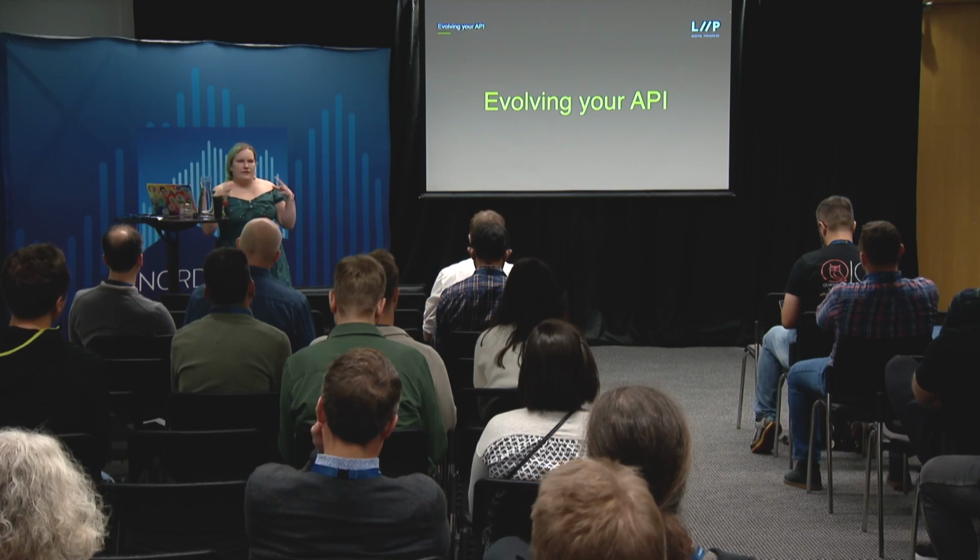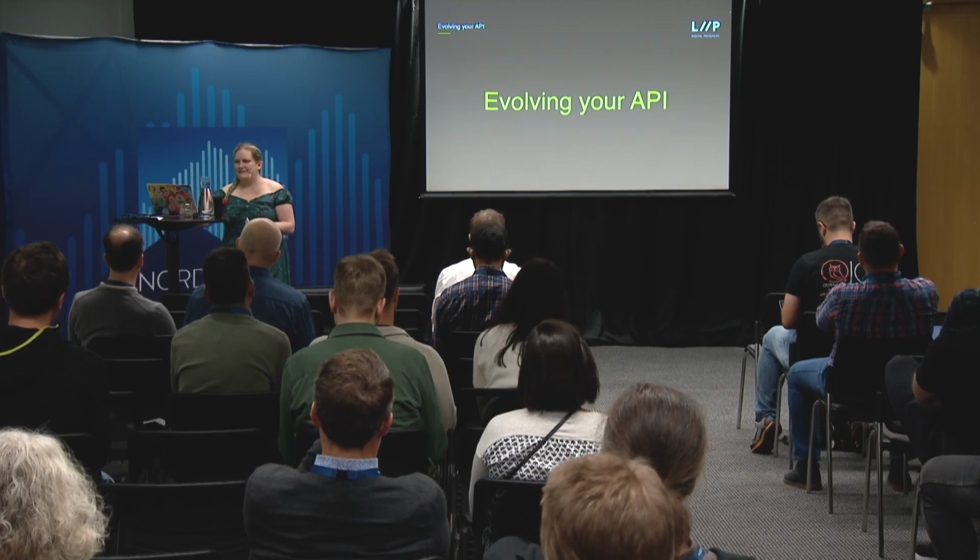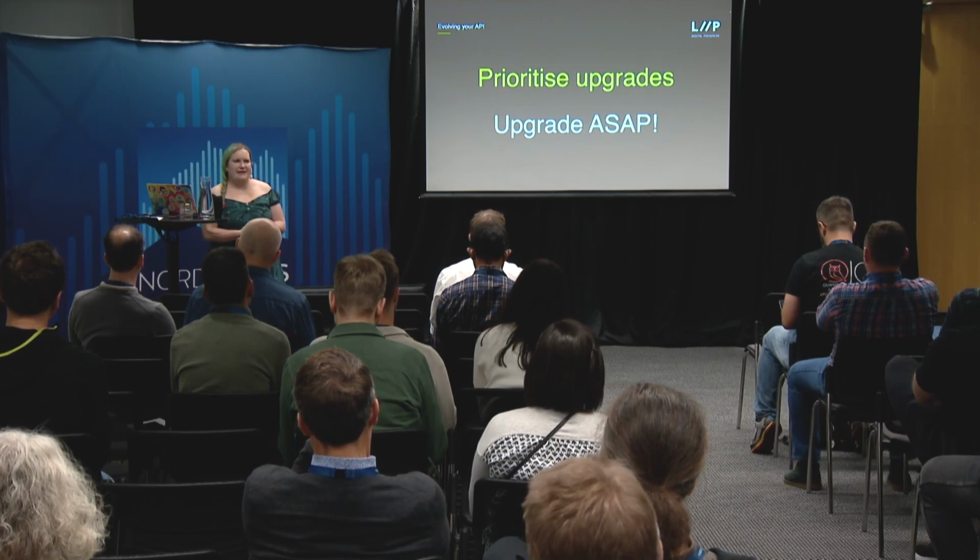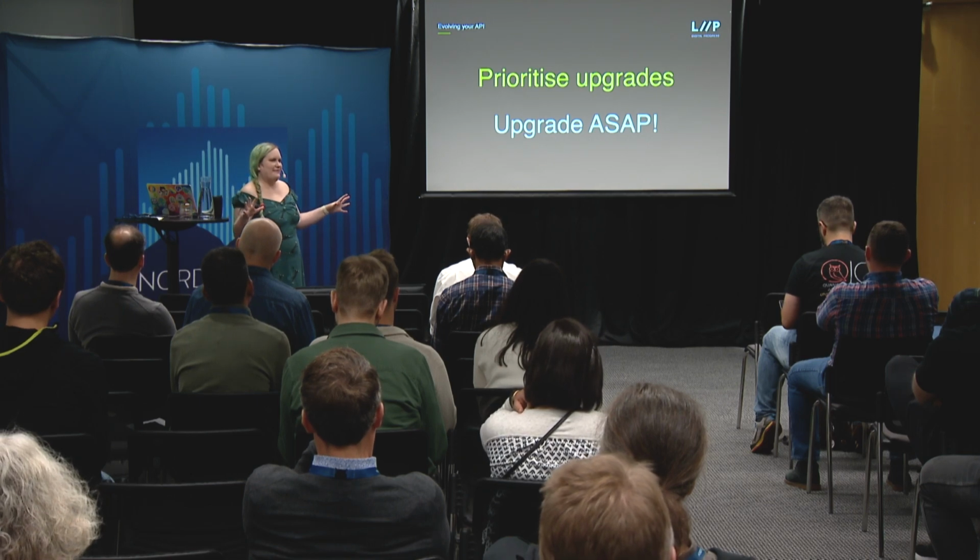So when evolving your API, prioritize upgrades. Upgrade as soon as possible, because you have all those tests, right? So you can run on the latest technology. It also means you get all those security fixes, you get all of the performance increases. Upgrading means, obviously, don't upgrade to beta versions, but to stable versions, but upgrade.